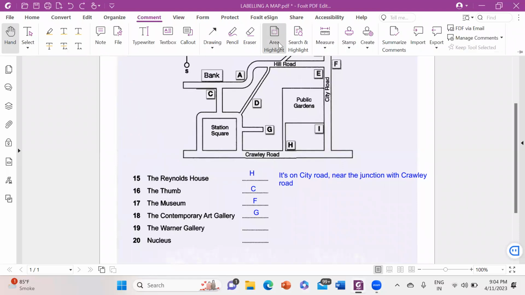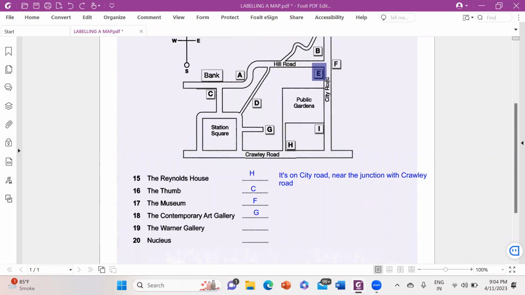They did not say junction with Hill Road that you said E. Those who said E, get this straight. They did not say near the junction with Hill Road. They said near the junction with Crawley Road. So E would be wrong. It is I. Now let me write down the answer over here. I.